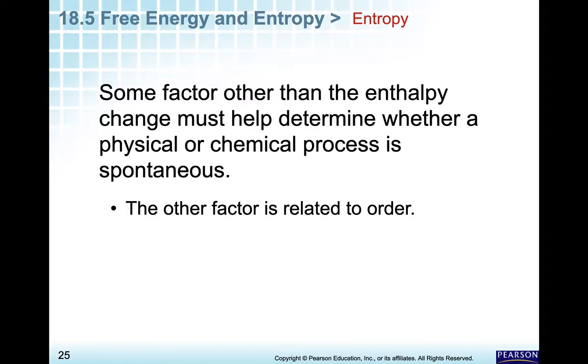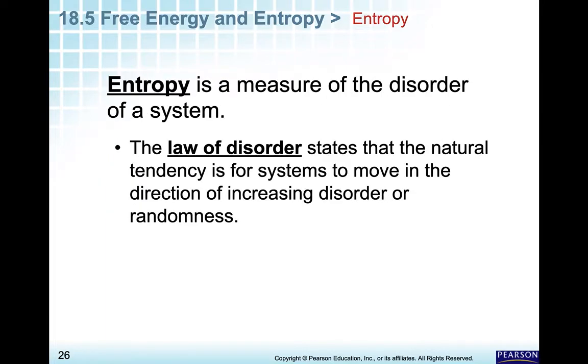It's related to the order of a system. Like I said, you can think of entropy as chaos. Entropy measures the disorder of a system, the amount of chaos in it. And there's a law of disorder that states that the natural tendency is for systems to move in the direction of increasing disorder or randomness. The short way of saying this is that the universe favors chaos, right?